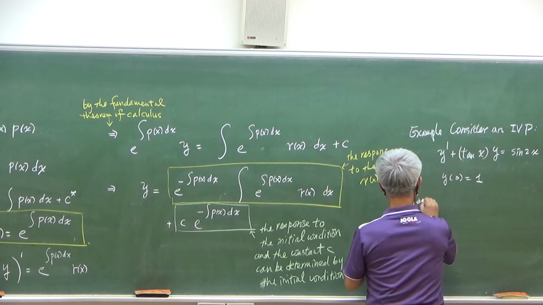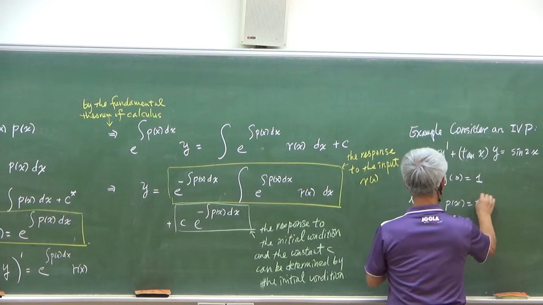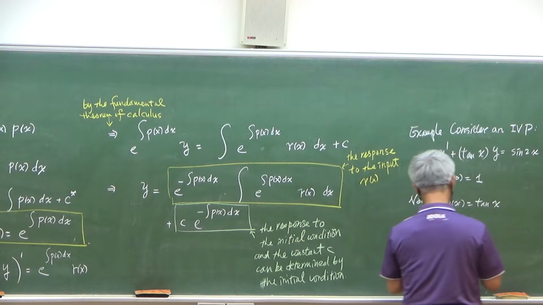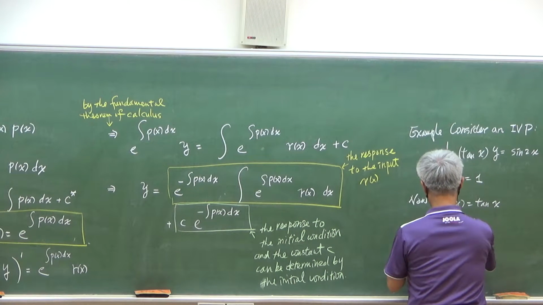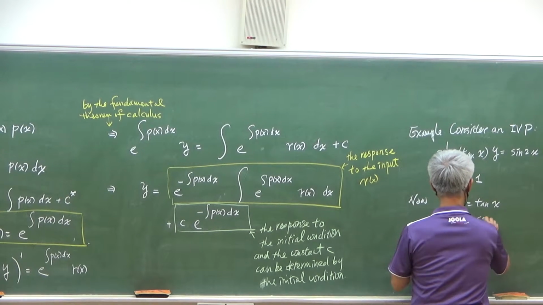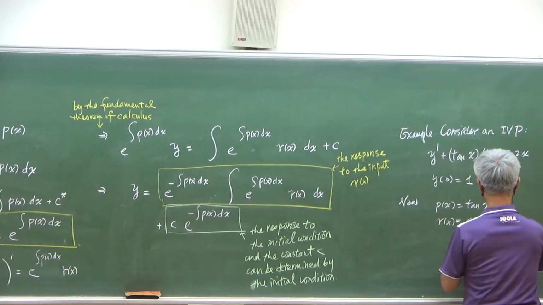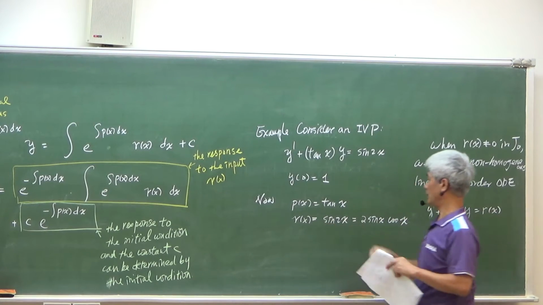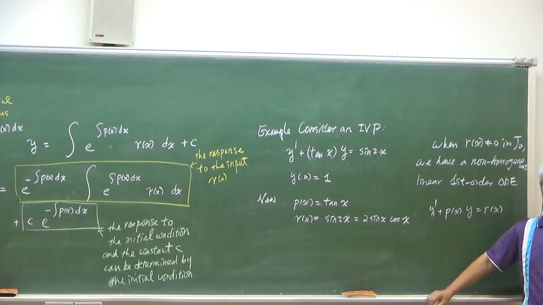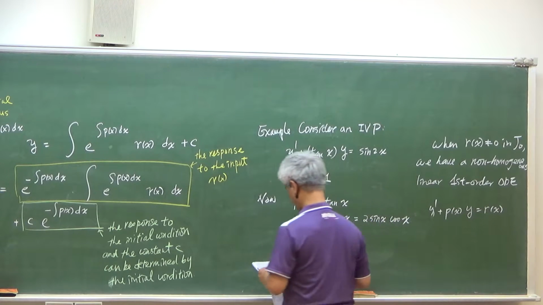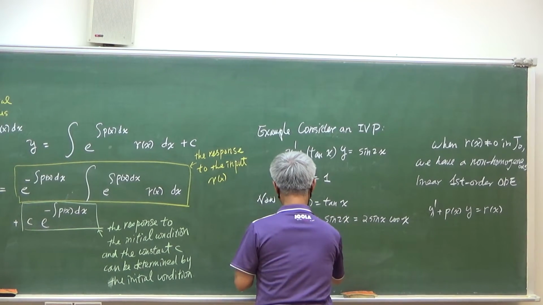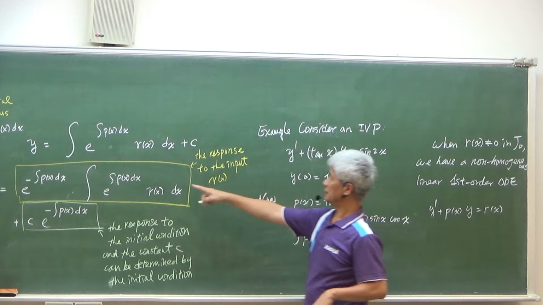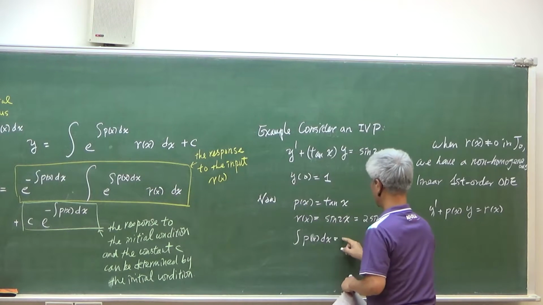Alright, so now we see p of x is equal to tangent x. Okay. And r of x is equal to sine 2x. So maybe we can use the double angle theorem to know that r of x is equal to 2 times sine x times cosine x. And now we need this integral, right? The integral of p of x.